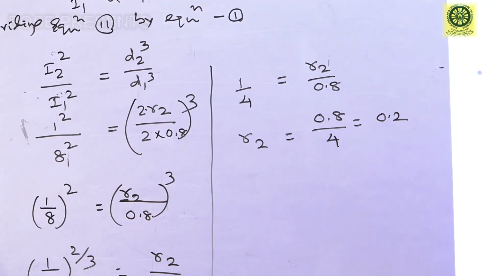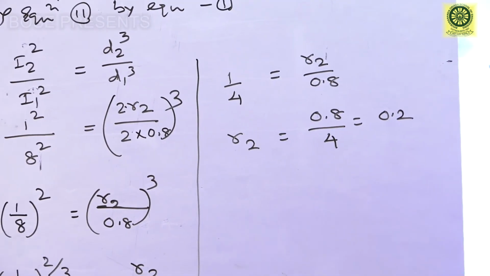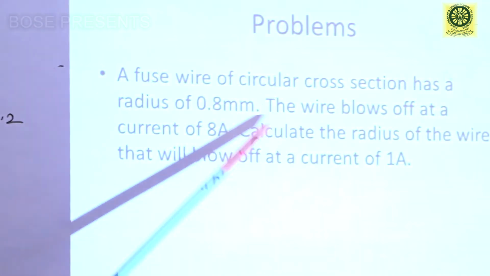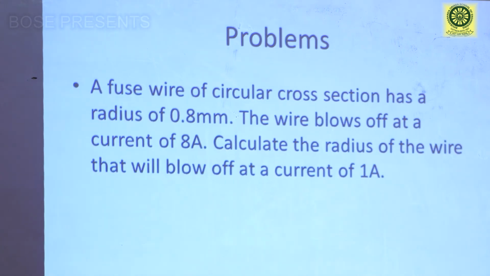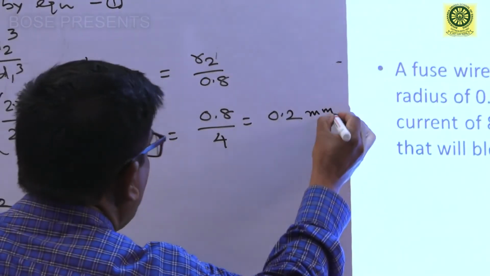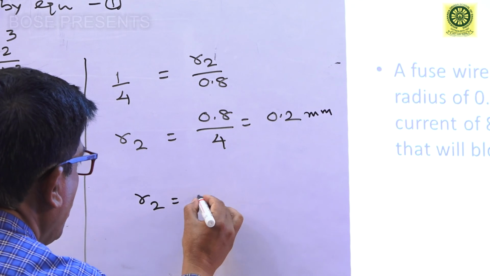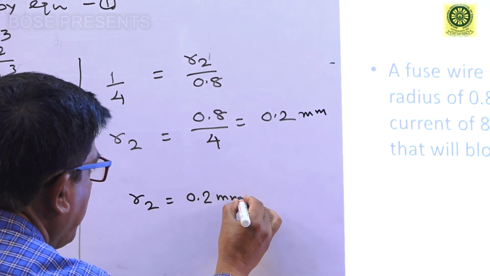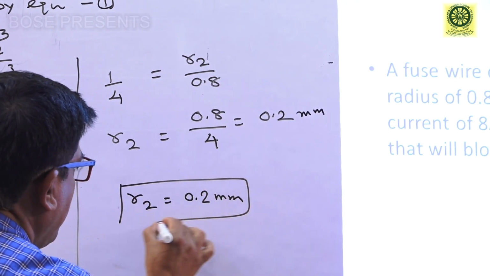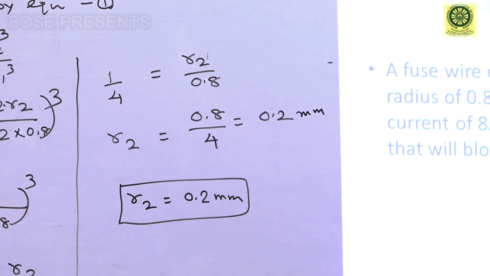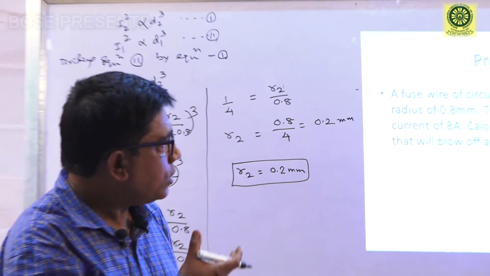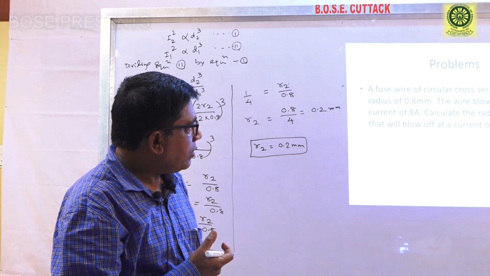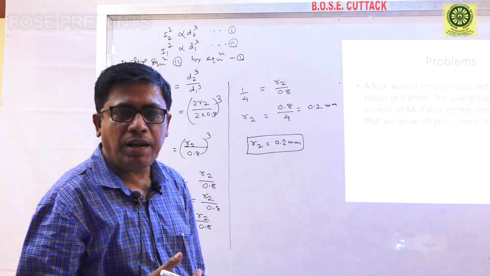What is the unit? The fuse of circular cross section has a radius of 0.8 mm, so definitely this is mm. So R2 is 0.2 mm. So this is a small problem. Next class I will discuss in detail about the construction.